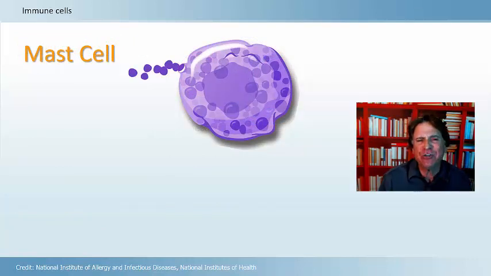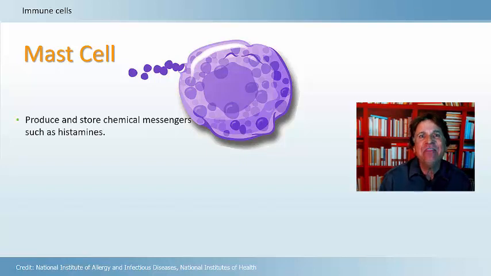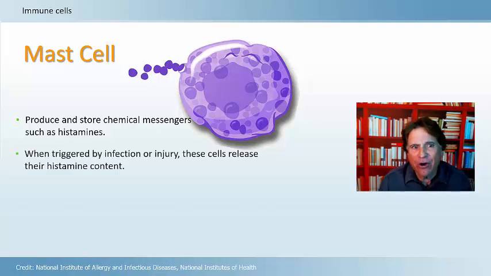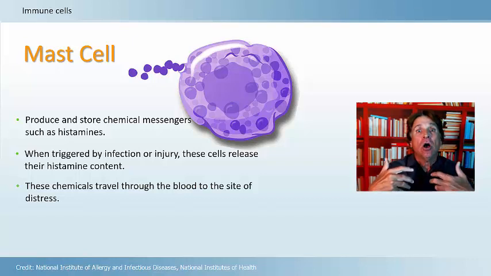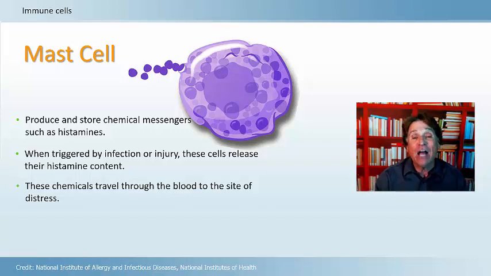Mast cells are a different type of white blood cell, and these cells can produce and store messengers such as histamines. And when triggered by an infection or an injury, mast cells release their histamine content. Okay, so what are histamines? Histamines are chemicals that can cause swelling, inflammation. They can cause, well, you might be familiar with allergies, stuffy noses. They can cause different types of symptoms, all to help you fight infection and injury.